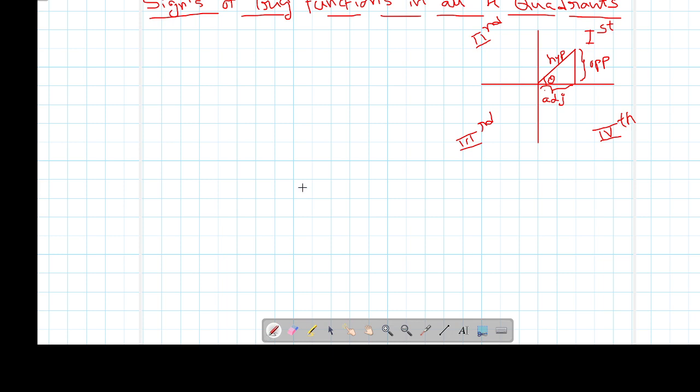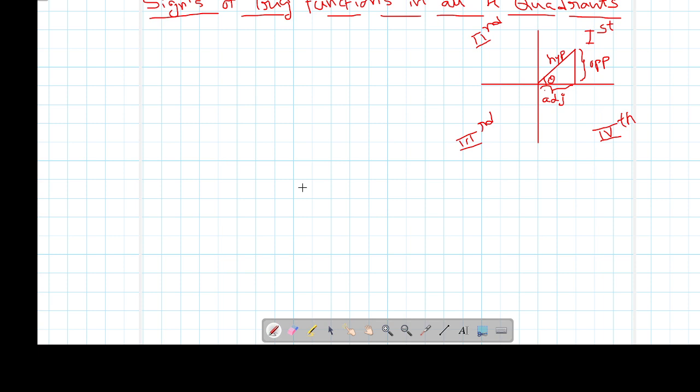Today in today's lecture we'll see what will be the signatures of the trigonometric functions in all four quadrants. Signature means whether the particular trigonometric function is positive or negative. Okay, let's look at the quadrants.